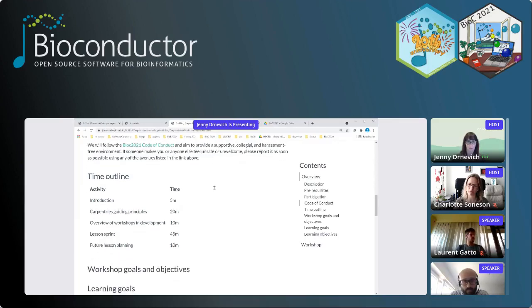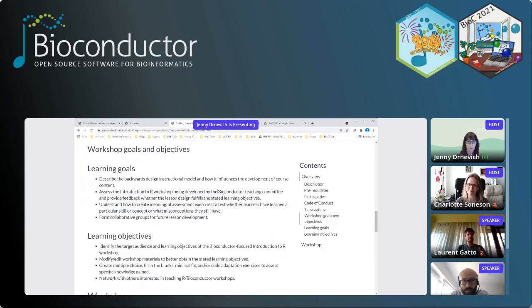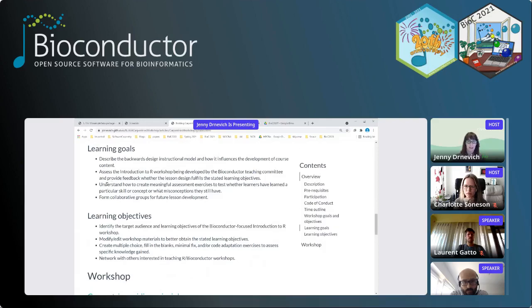Okay, so I've done pretty well on my 5-minute introduction. Now the workshop goals and objectives. We're going to describe the backward design instructional model. We're going to assess the introduction, well, actually probably all 3. Some of us will do each one. Hopefully by the end of this, you'll understand how to create meaningful assessment exercises to test whether learners have learned a particular skill or concept.